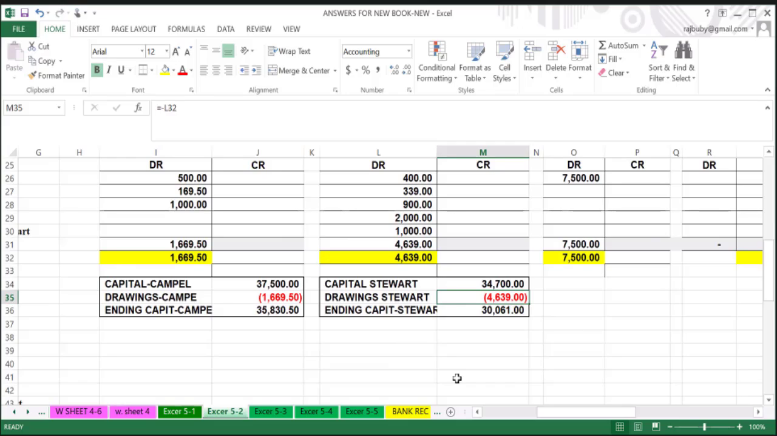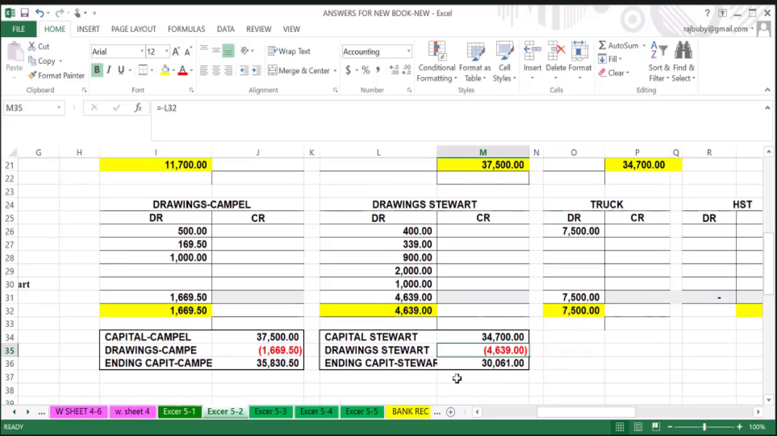After everybody finishes, we can go to the next one. Also, I wrote the T account 2 times. Okay, I get it right now. Okay, right now I am comparing. The capital Stewart is correct. Just the capital Campbell, I have just 1,000. Okay, this one.